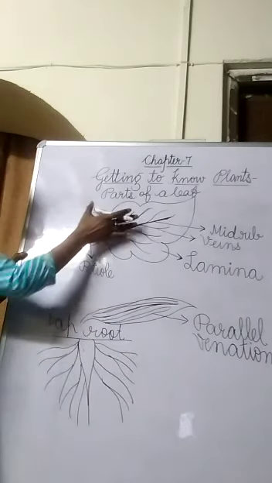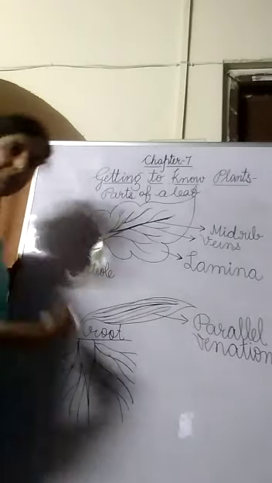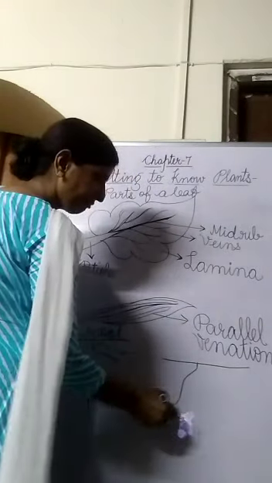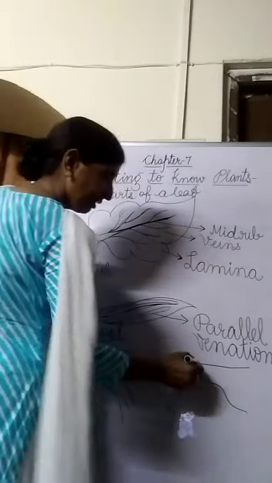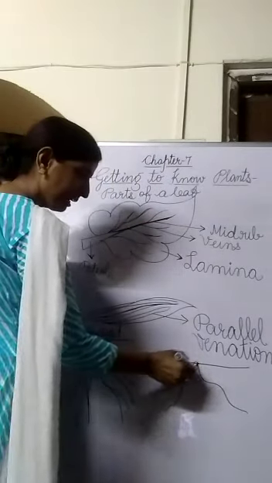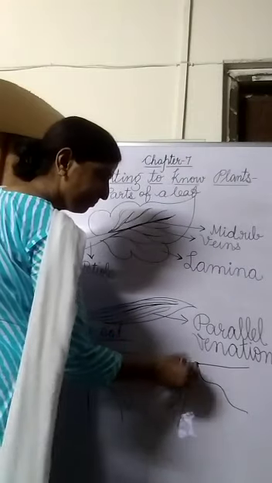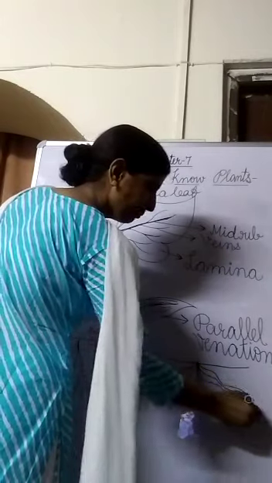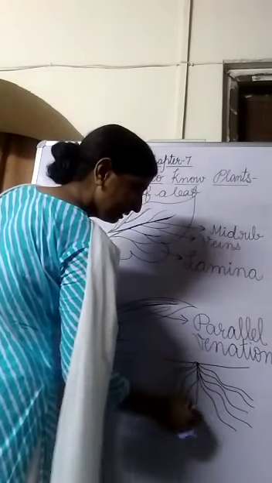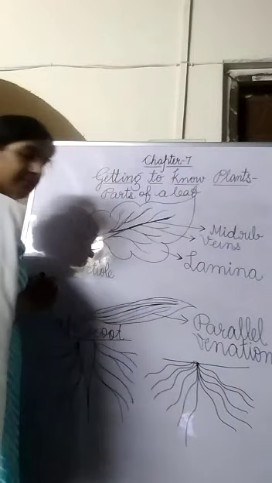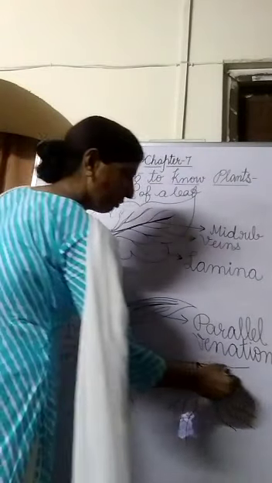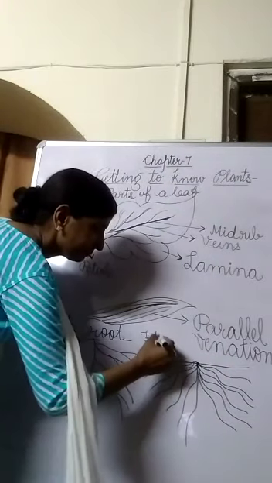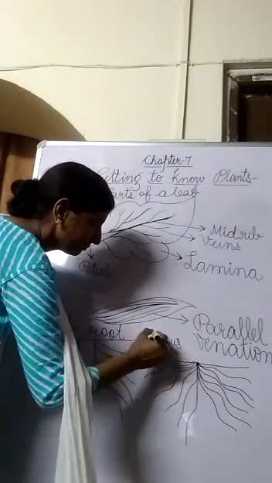As there are two types of venation in leaves, similarly there are two types of roots. The other type of root is fibrous root. Fibrous roots arise from the base of the stem, and all roots are similar. There is no main root. All roots are similar and fiber-like. This type of root is called fibrous root.